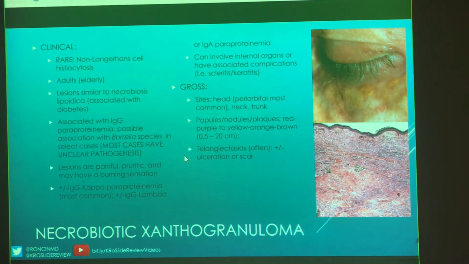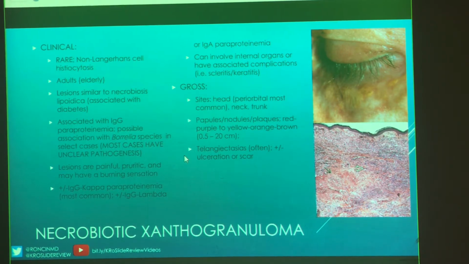Okay, so again, these are rare lesions, non-Langerhans cell histiocytosis. They involve elderly adults, and they look very similar grossly to necrobiosis lipoidica, which is associated with diabetes. These are associated with IgG paraproteinemias. There's a questionable association with Borrelia species, but in most cases we really don't know what's going on.